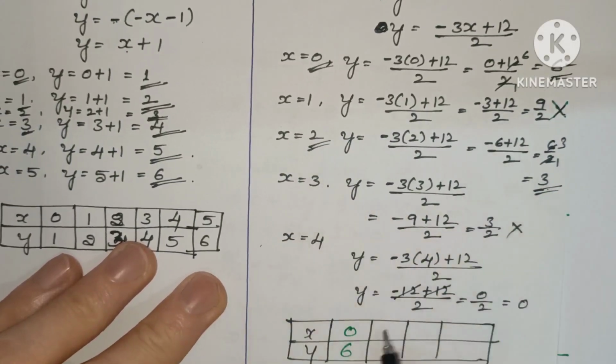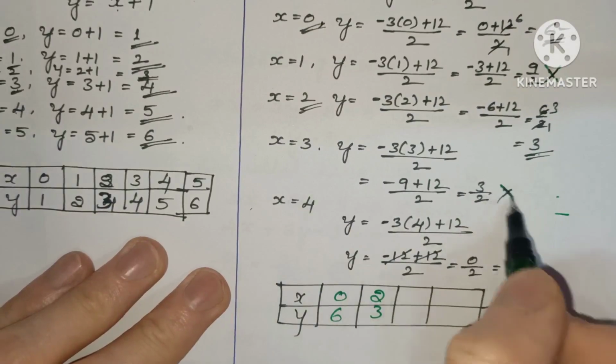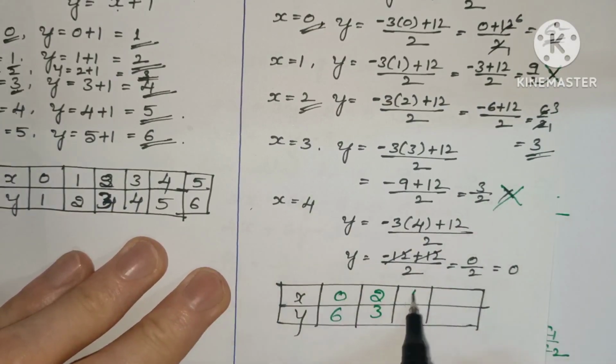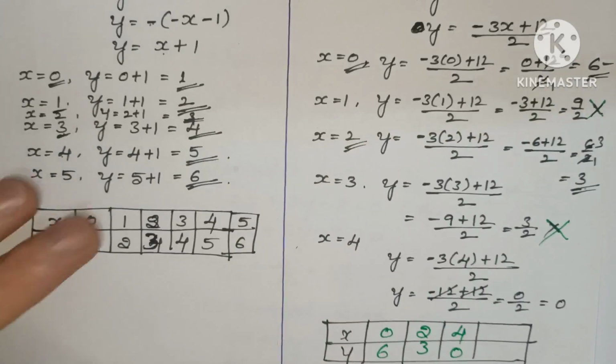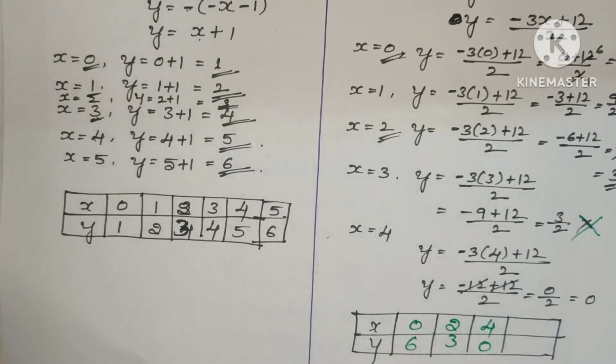Now 2, 3. Why not take the answer for 1? Because here a fractional answer came. So we no need to take 3 and 3 by 2, we no need to take this also. Now 4, 4 comma 0. Any two numbers you have got means that's enough. Now we will put it in the graph.